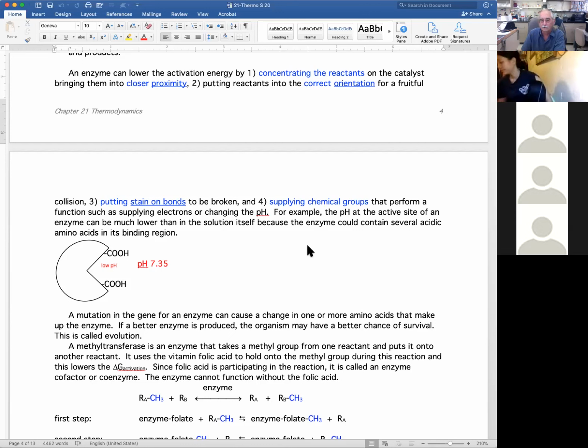What if you have an enzyme reaction that's catalyzed by an acidic environment? And there are many of them in biology. The pH at the active site of the enzyme can be way different than the pH in the solution. All I have to do is take a bunch of acidic functional groups from acidic amino acids and load up this area right here. So outside might be 7.35 physiological pH, but on the surface of this protein, it could easily be 1.5 or 2.